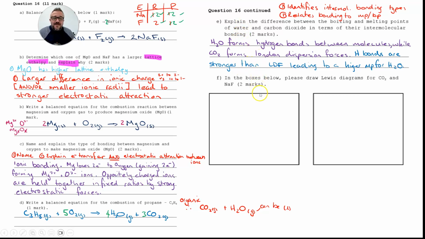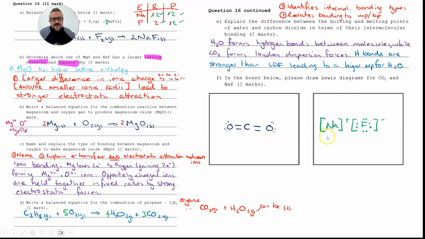All right, one of my favorites, Lewis diagrams. So in the boxes below, please draw Lewis diagrams for CO2 and sodium fluoride. Okay, nice and straightforward. We have 8 electrons around our oxygen, 8 around our carbon, 8 around our oxygen, so we know that that's right. We have these lone pair electrons, these ones over here, and we have these bonding pair electrons drawn as straight lines. There's 2 electrons in there.